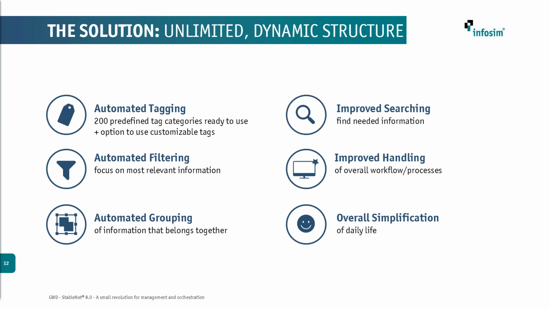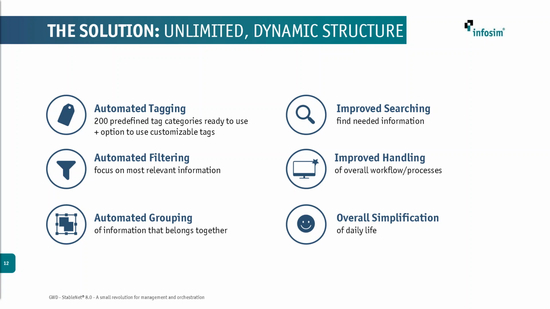So the main idea of unlimited dynamic structure can shortly be summarized as tagging and grouping. What it is actually all about is that you are tagging elements, and those elements are not just devices but equally services, weather maps, backups, also measurements, so all sorts of elements in the network management system. You are tagging those with tag categories.